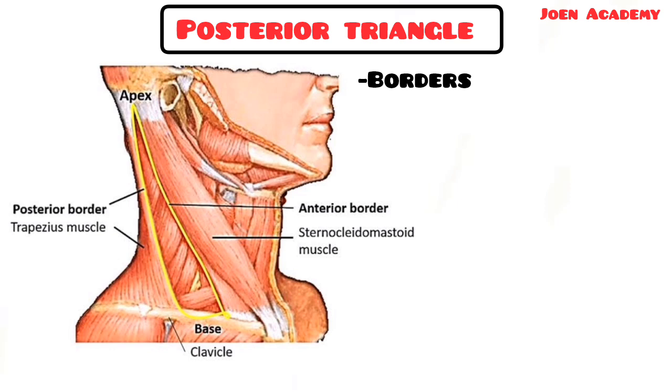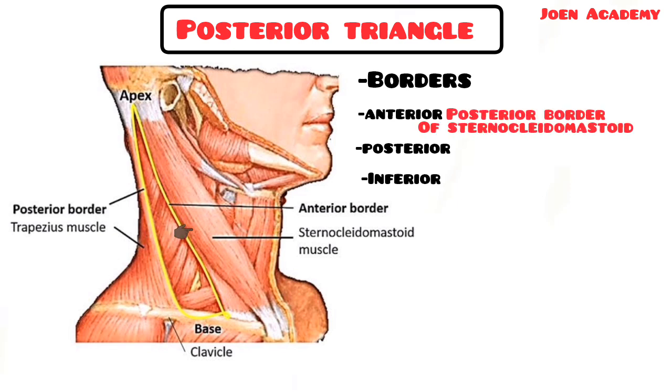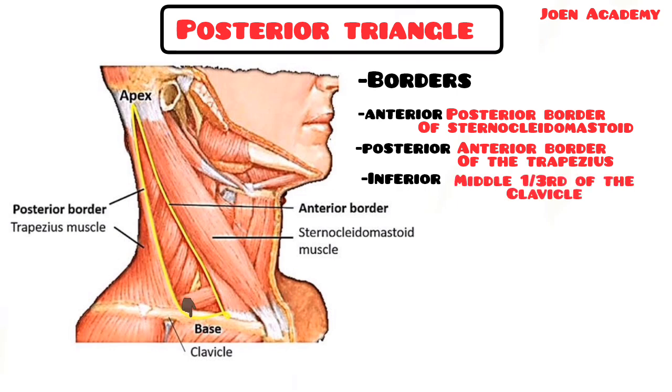The posterior triangle of the neck has three borders: the anterior border, the posterior border, and the inferior border. The anterior border is bounded by the posterior border of the sternocleidomastoid muscle. The posterior border is bounded by the anterior border of the trapezius muscle, while the inferior border is bounded by the middle one-third of the clavicle.